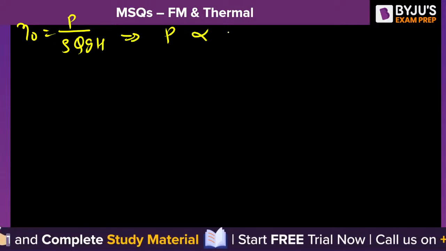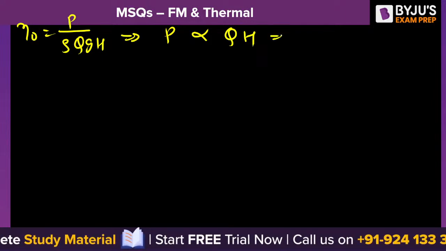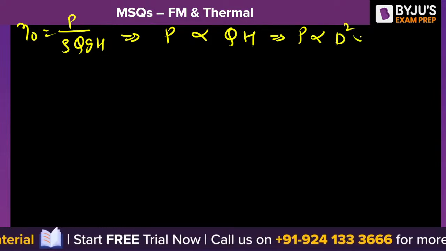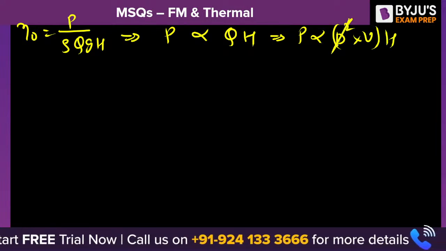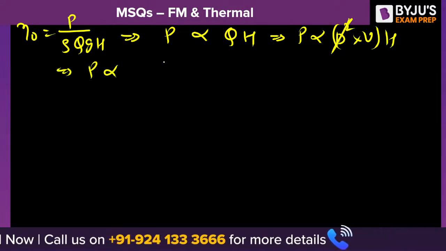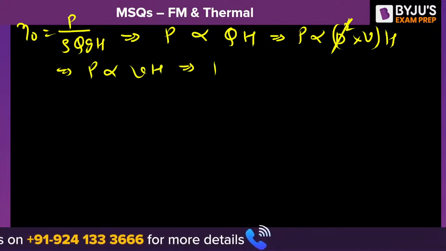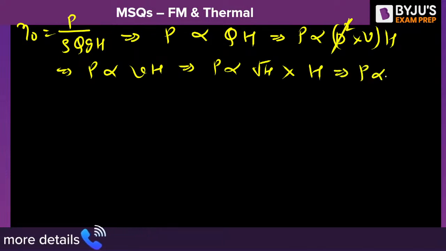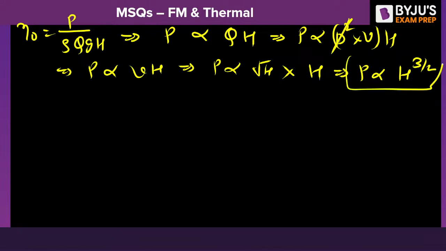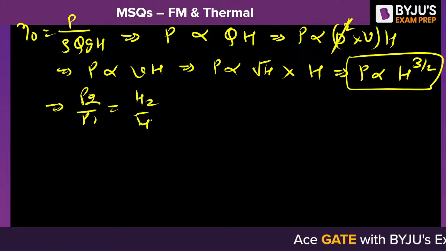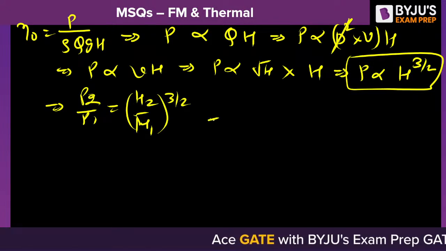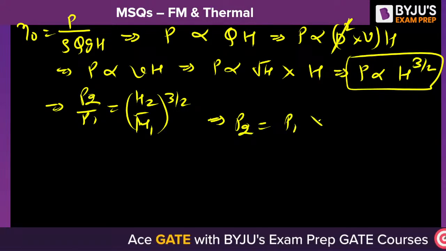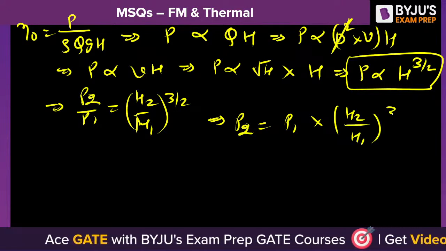So from here power is proportional to Q into H, and Q is D square into velocity, so power is proportional to D square into velocity into H. D is constant. So we can say power is proportional to V into H, and V is root H, so power is proportional to root H into H. Finally power is proportional to H to the power 1 plus 1 by 2, that is 3 by 2. So P2 by P1 is equal to H2 by H1 to the power 3 by 2. So P2 is equal to P1 into H2 by H1 to the power 3 by 2.